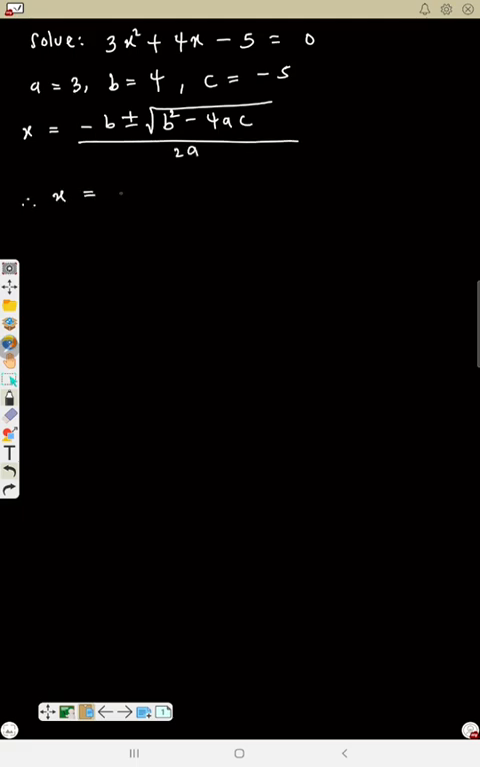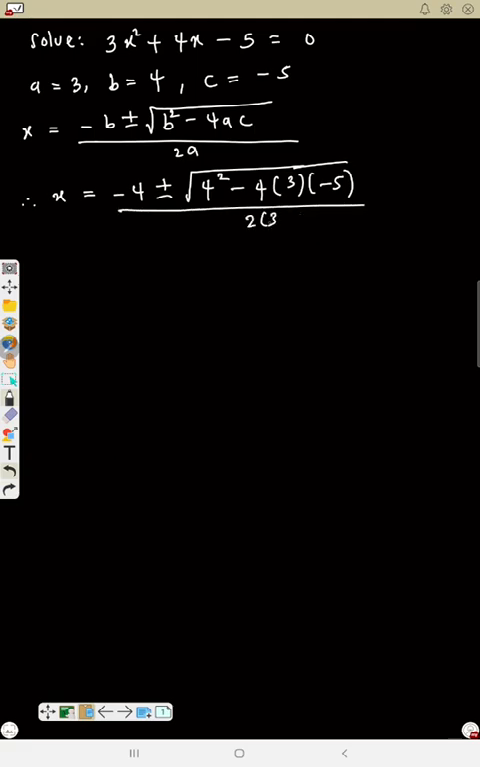So x is equal to minus, now substitute, what is b? 4. That will be minus 4 plus or minus, so b squared, that will be 4 squared, minus 4, a is 3, then c, that is minus 5, everything over 2a. So what we did now is that all the values, we put them inside this place. So since c is minus 5, you write minus 5. Please take note of how we substitute.